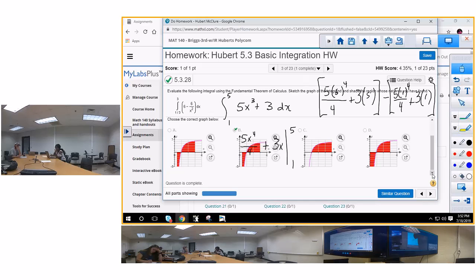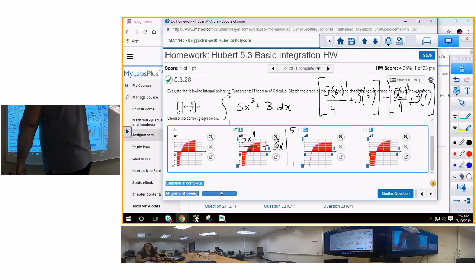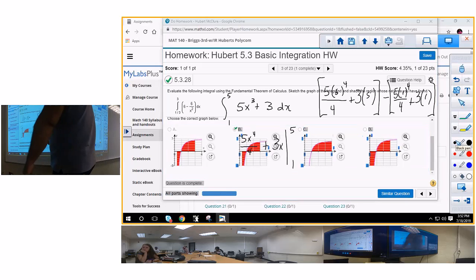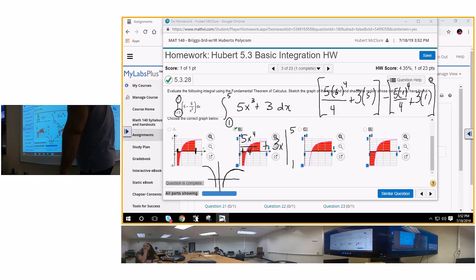Why is it shaded at the bottom and then at the top? Because the area can be below the actual. Remember, we graphed this on the calculator the other day, and doesn't it look something like this? Okay, and they're going from 1/3 to 3. So that's 1/3, and this is 1, 2, 3. This one looks like 1/3 to 3.